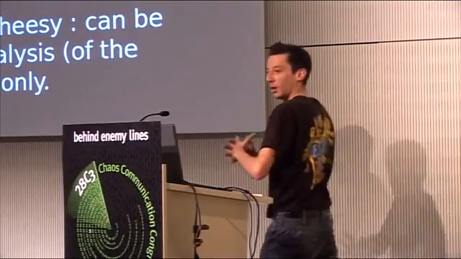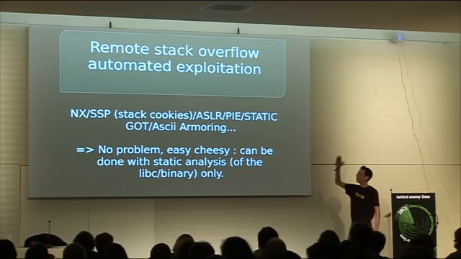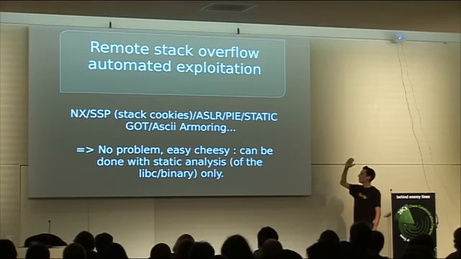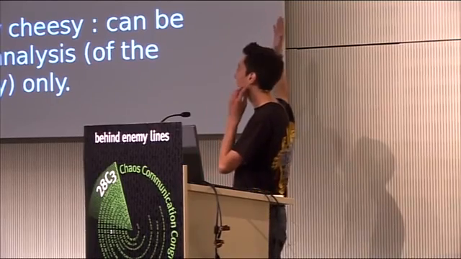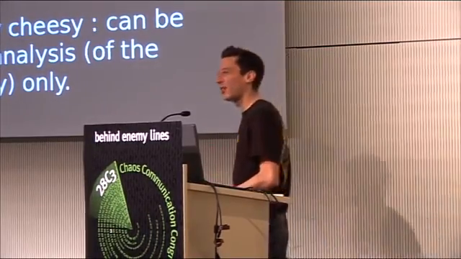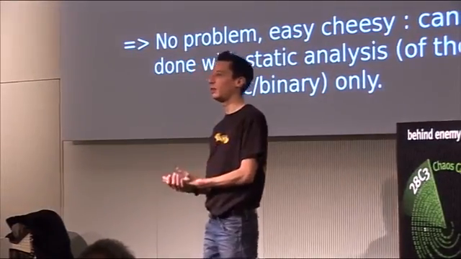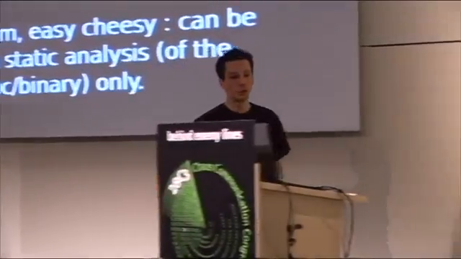Let's see that. Okay, so basically, stack overflow, blah, blah, blah. Compared to the very first articles like Aleph1 and stuff like this, we got non-executable bits, we got stack cookies, we got ASLR, position-independent code, possibly static GOTs, and ASCII armoring. The real point why I'm saying it's not that interesting is that you can do the whole analysis and write your exploit statically. You don't need a debugger to do that. And I'm going to prove it to you.